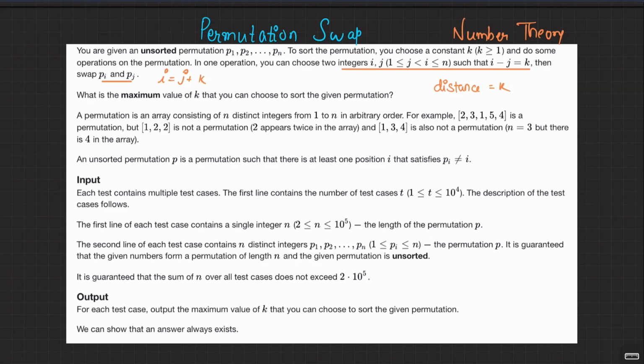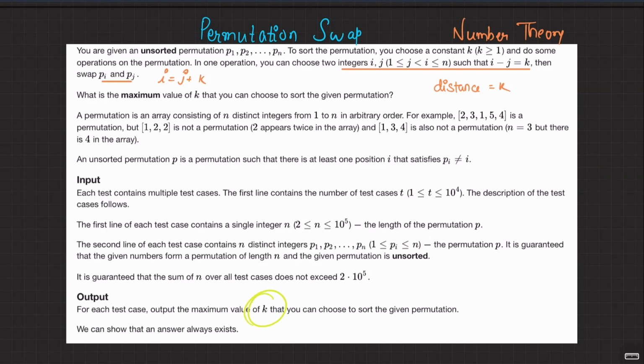You already know if a permutation is sorted, let's say 1 2 3 4 5, then pi's position will simply be i. This is p1, this is p2, this is p3, p4, p5. I'm just talking about one-based indexing. So if you have a sorted permutation, then pi will be located at position or index i. That's a simple observation here. In the input you are given an unsorted permutation, which is definitely sure, and as output you have to give the maximum value of k.